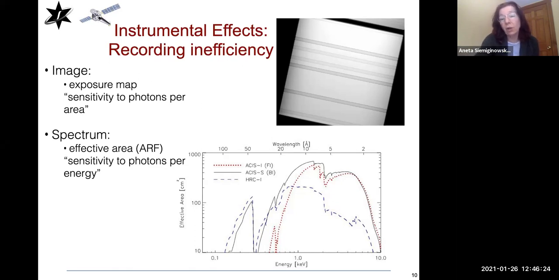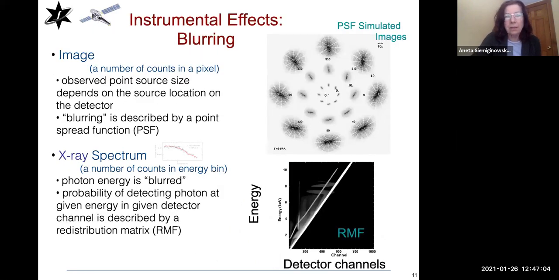So these are our curves. They are non-linear, and our two papers on calibration uncertainties dealt with the calibration uncertainties on those curves. In image analysis, there is the exposure map, which describes the sensitivity to photons per area, and the detector is not uniform. There are parts of the detector which are less sensitive and parts which are more sensitive to the photons. So you have to include that information in your analysis when you're trying to understand the diffuse structures in the images. And then, of course, there are instrumental blurring effects.